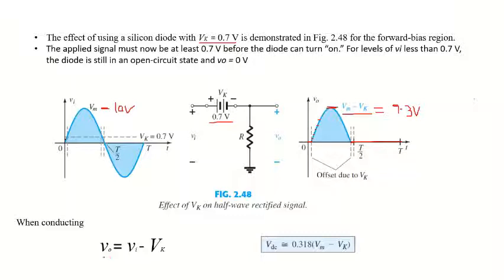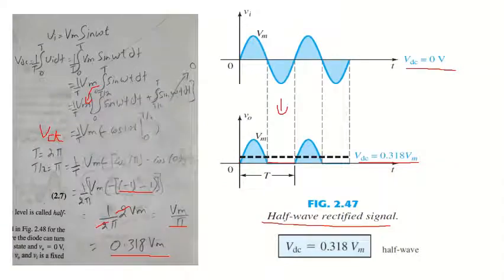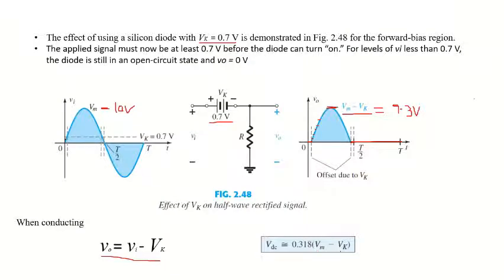So the average DC value will be V0 is equal to Vi minus Vk, and the average DC value is 0.318, which we have calculated here. This is the value, but we need to replace the Vm with the Vm minus Vk equation. So V of DC is approximately equal to 0.318 (Vm minus Vk). If it's the lower lobe, then it will be minus 0.318, and if it will be a complete signal, then it will be straight away 0.